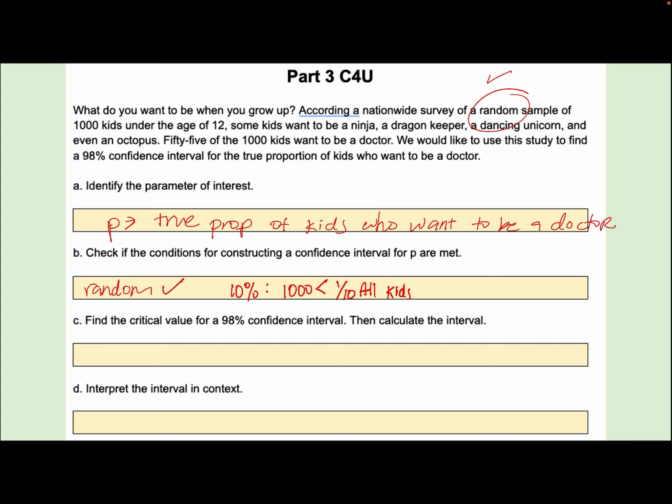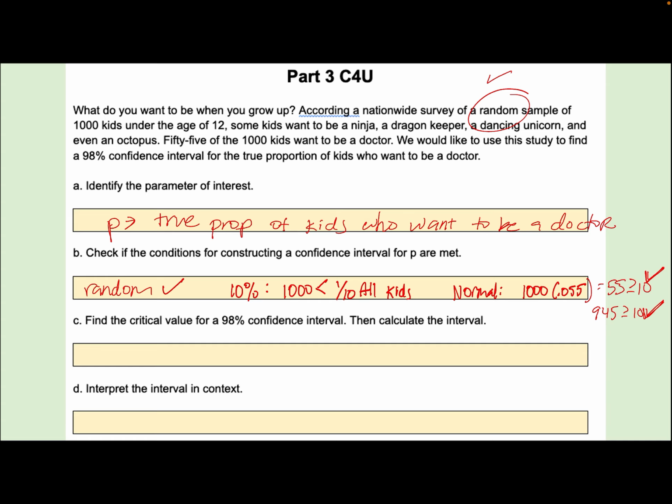All right, and then for normal, we have to check for large counts. So if I have 1,000 in my sample and I've got 0.055, that's going to be my probability of a success. That's 55 kids who wanted to be a doctor, so that's more than 10. Great. And that means that the kids who don't want to be a doctor are all the other kids, the 945. That's also greater than or equal to 10. Great.